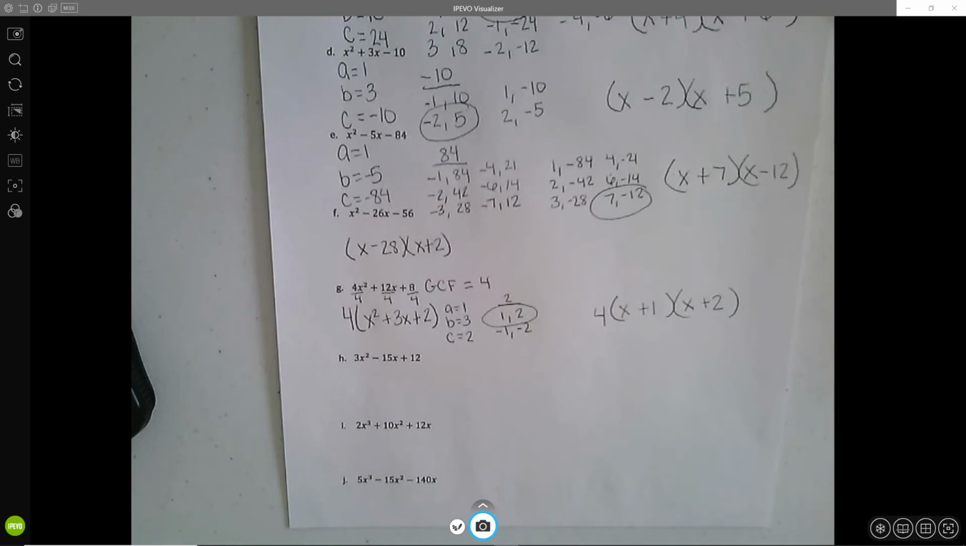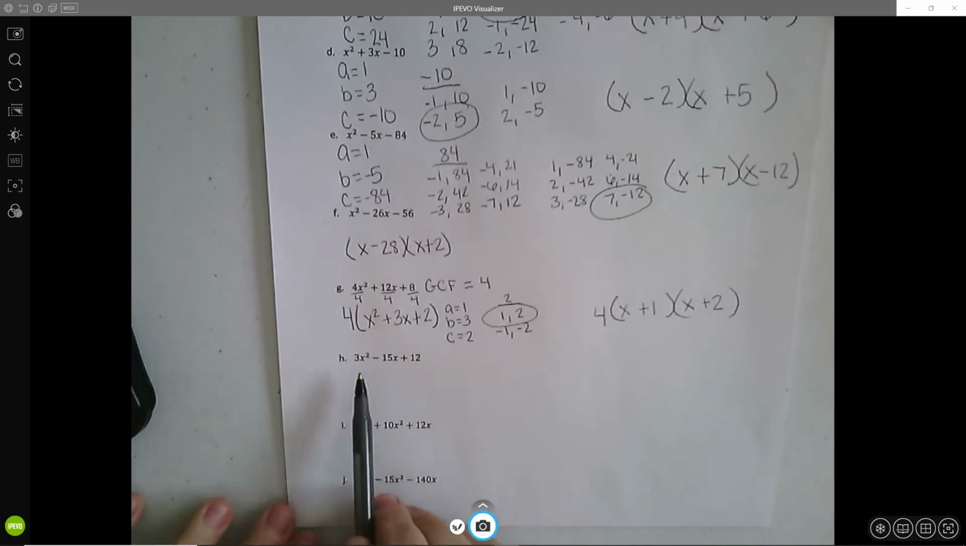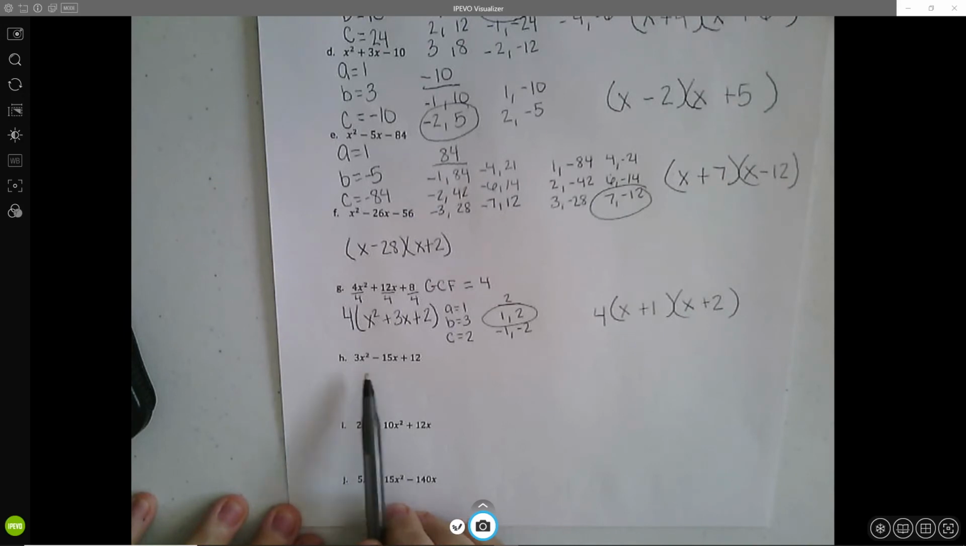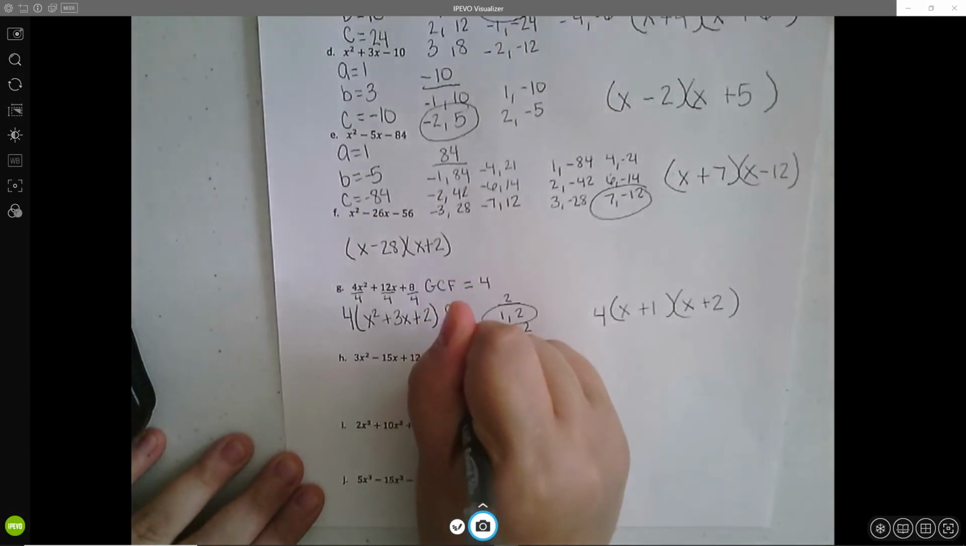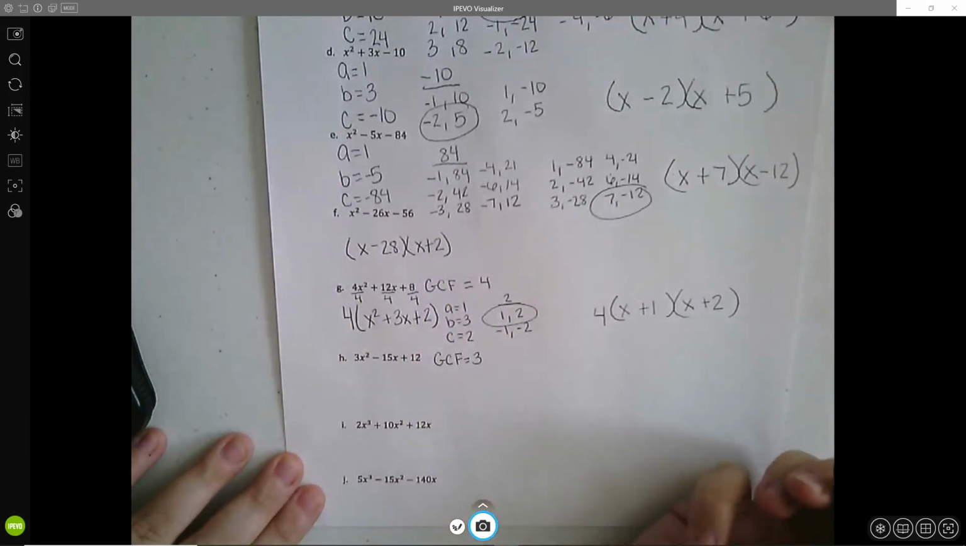Okay, let's go here to the next one. So on the next one, like I said, for these problems right now, check to see if the number in front of your x squared can be divided out. So in front of my x squared is 3. Well, 3 divided by 3 works. It can be factored out. 15 divided by 3, that can work. And 12 divided by 3. So my GCF is 3.